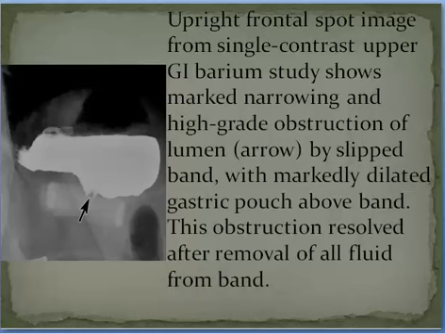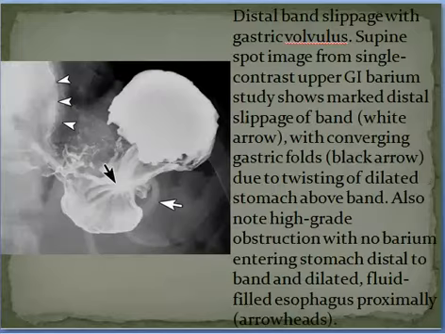Upright frontal spot image from single contrast shows marked narrowing and high-grade obstruction of the lumen. The lumen is not passing any fluid, any barium, and this is caused by the slipped band with a markedly dilated gastric pouch above. This obstruction is resolved after removal of all the fluid from the band, so deflate the band.